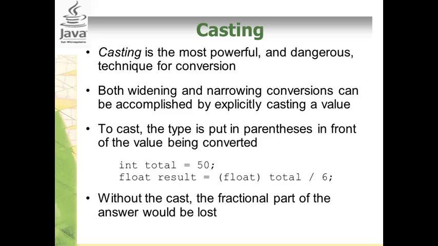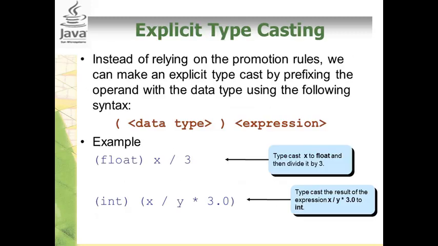By putting it like that, the variable total is still an integer, but when we perform the operation at the right side of the equal sign, the operation will be float. I mean only for that operation. Float total divided by 6, so we will get the answer in decimal point.